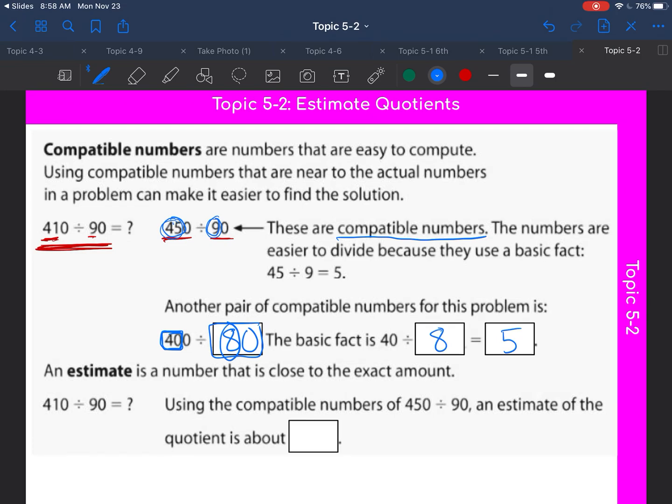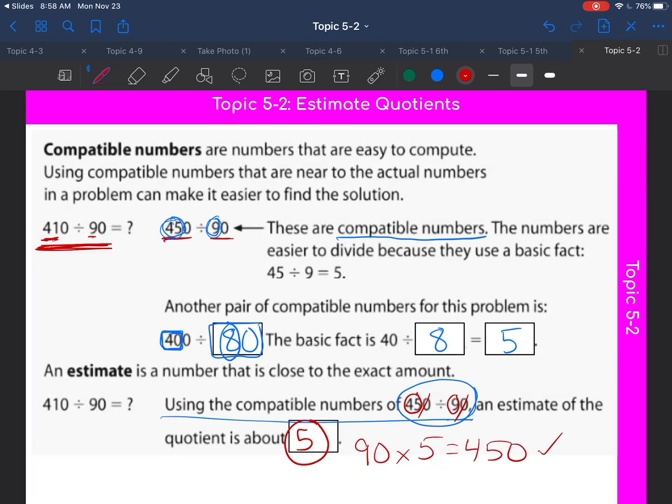An estimate is a number that is close to the actual amount. So for 410 divided by 90, we used compatible numbers to make it 450 divided by 90. So an estimate for our answer, just like we were doing yesterday, 45 divided by 9 is 5. Cancel out the zeros that they have in common. There's no zeros left over, so the answer is just 5. And we can use multiplication to check our answer. We can do 90 times 5 equals, and it does equal 450.